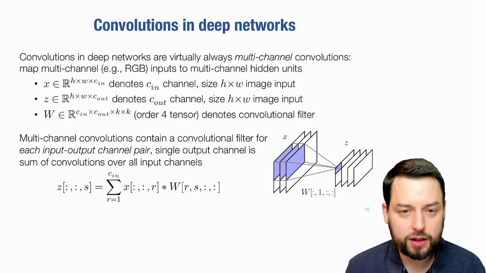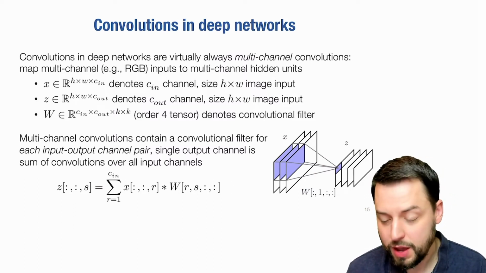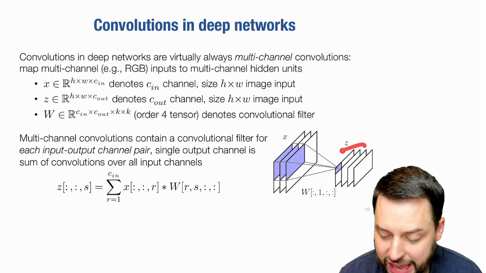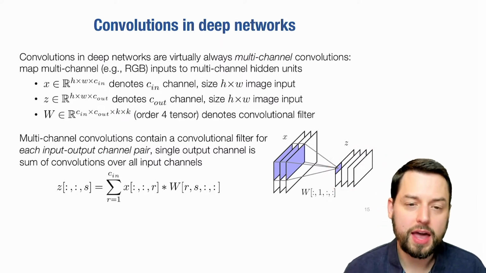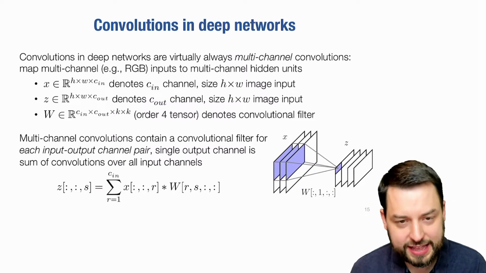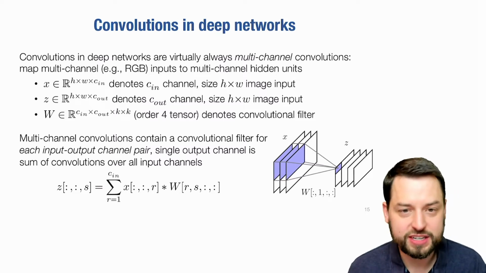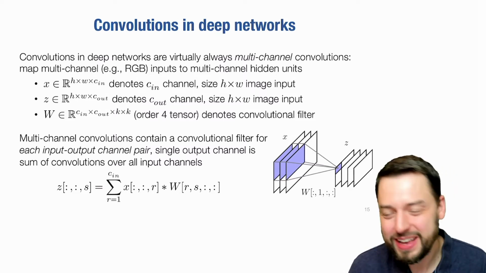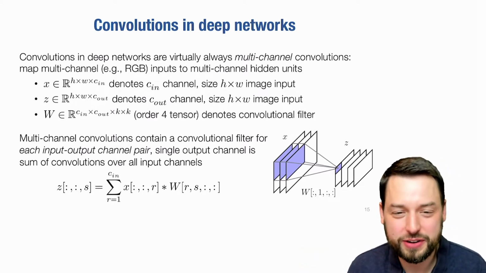For example, a color image will have three channels: the red channel, the green channel, and the blue channel. In deep networks, we're also going to represent the hidden units as having multiple channels. The difference is that these channels in a hidden layer don't correspond to red, green, or blue. Often we're going to have 64 or 128. We often like to use powers of two for some reason. That's not really necessary, but 64 channels, or 128, or maybe 1,024 channels.